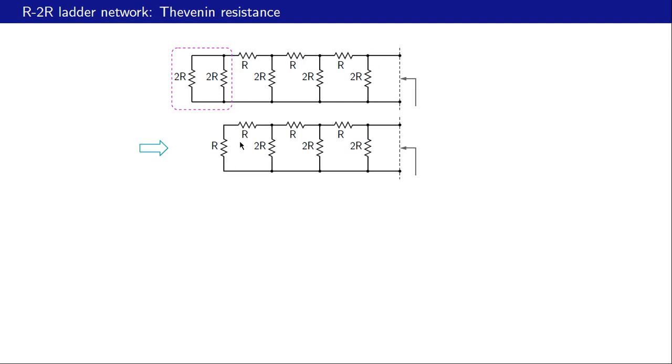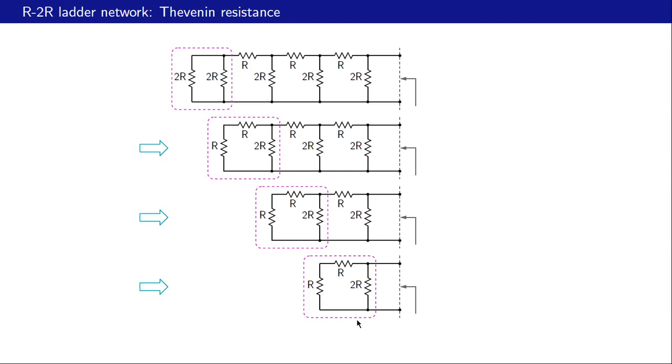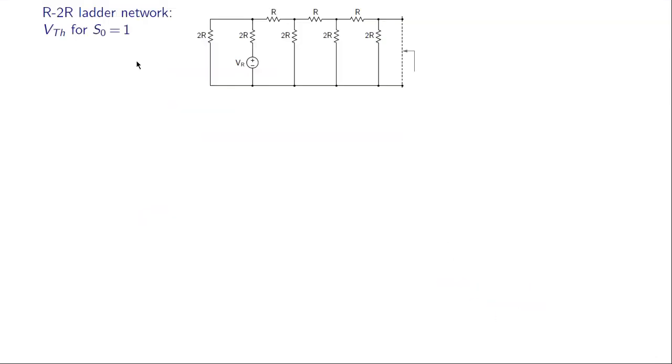Now we have R and R in series, and that in parallel with 2R. So that once again gives us R. And we can continue this process. These three can again be combined to give us R, like that. And finally, these three can be combined to give us R. So the Thevenin resistance, as seen from here, turns out to be R. Okay, so we have found the Thevenin resistance of the R2R ladder network.